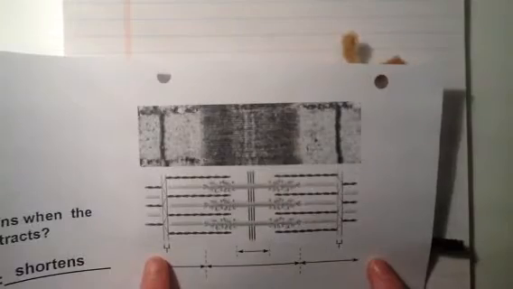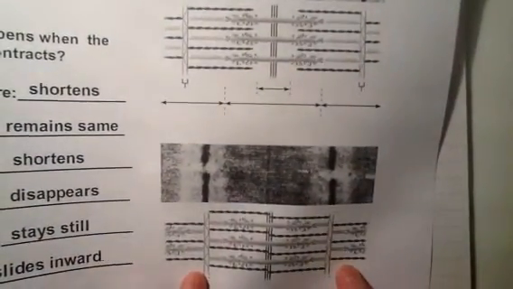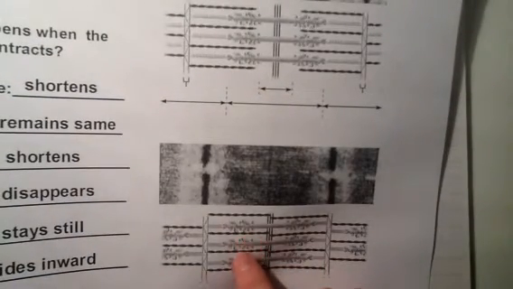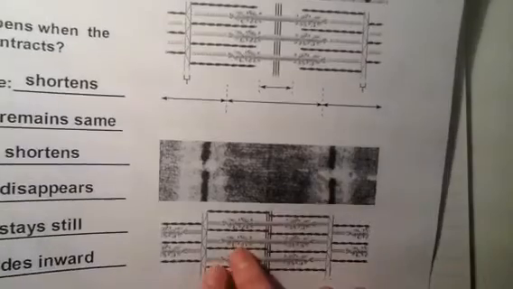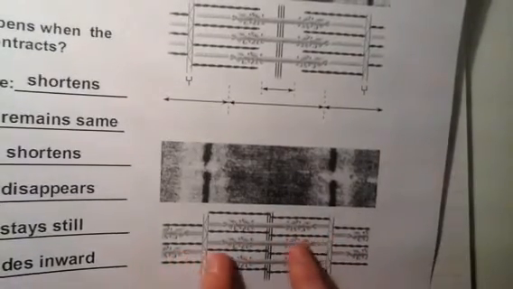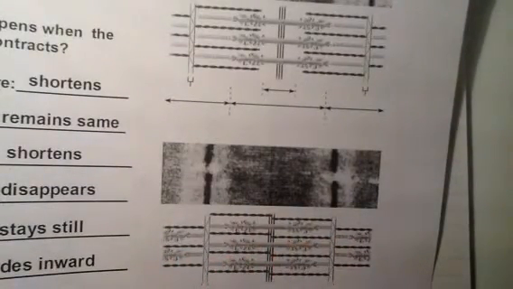Here's a sarcomere before contraction. We're running from Z disc to Z disc. If you look after contraction, what you get is a shortening to where these myosin heads have bound to the actin and walked their way inward and caused that whole entire sarcomere to shorten, which in return causes the muscle to contract.